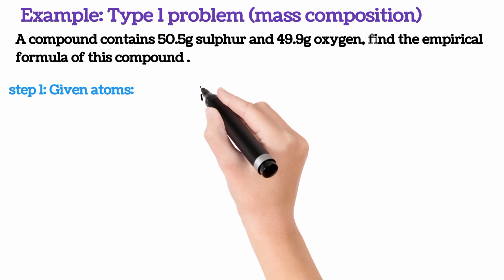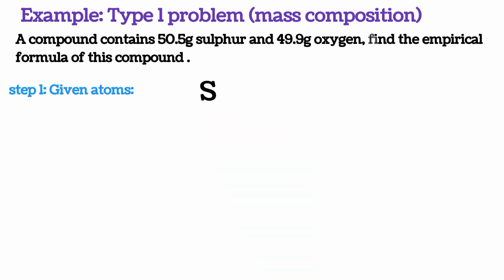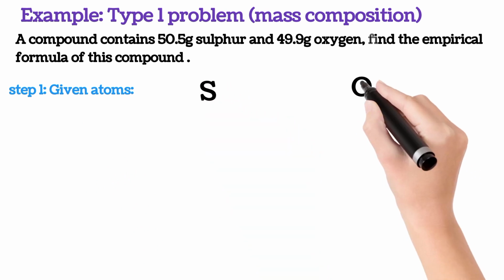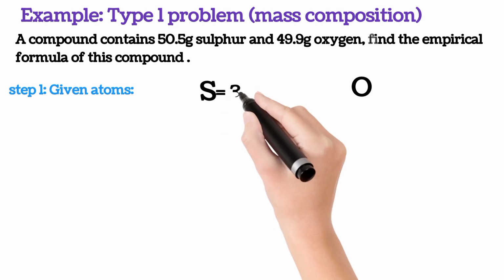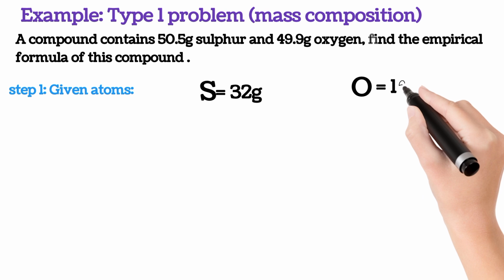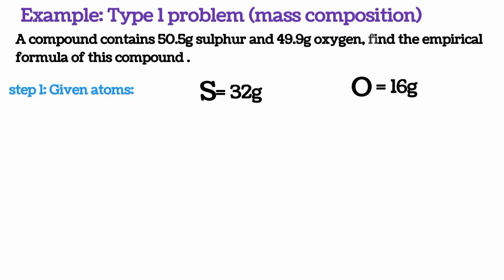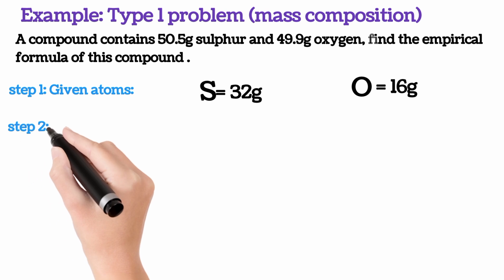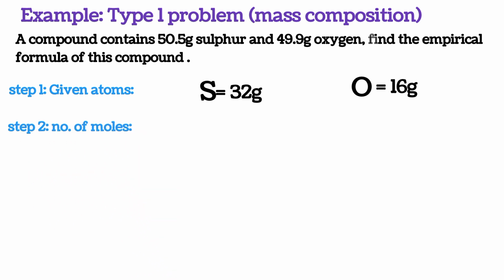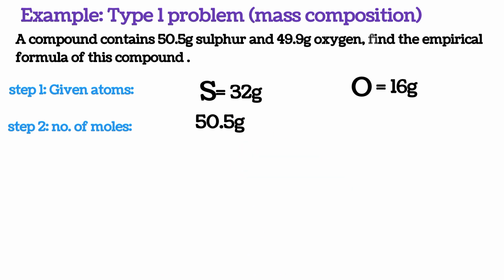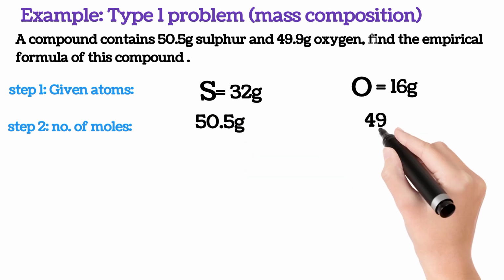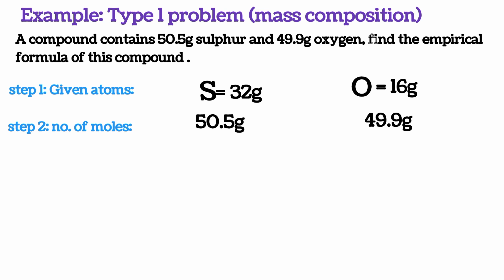Step 1, let's write out the given atoms. We have sulfur and oxygen. Then we'll follow this by writing their atomic masses. Atomic mass of sulfur is 32 grams, while that of oxygen is 16 grams. Step 2, let's calculate the number of moles, which is always equal to mass over molar mass. So first we write out the given masses. Sulfur is 50.5 grams, oxygen is 49.9 grams.